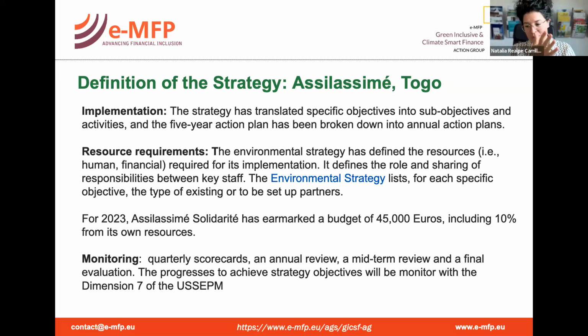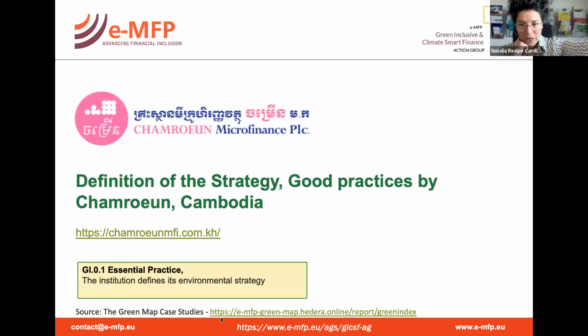tracked consciously and regularly, and that we see in some years where the microfinance institution is standing and whether those objectives have been achieved. How are they doing this monitoring? With quarterly scorecards, annual review, midterm review, and final evaluation. The processes to achieve strategy objectives will be monitored with dimension 7 of the universal standards. That means they are doing again this evaluation and seeing where they stand. So we close the case from Asilasime Solidarité.